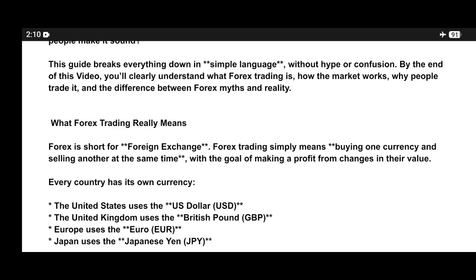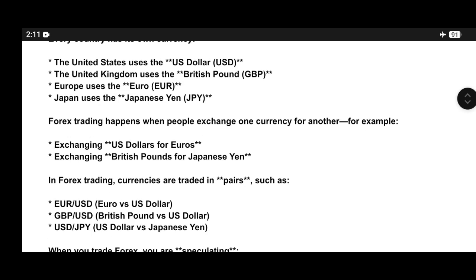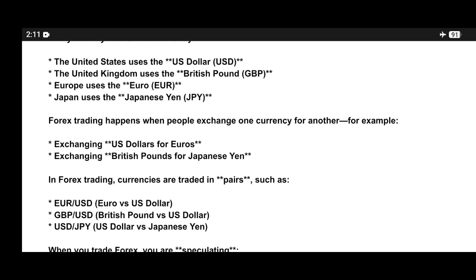Every country has its own currency. The United States uses the US dollar. The United Kingdom uses the Great British Pound. Europe uses the Euro. And Japan uses the Japanese yen. So every country has their own currency. Then forex trading happens when people exchange one currency for another. For example, exchanging US dollar for euro, exchanging British pounds for Japanese yen.